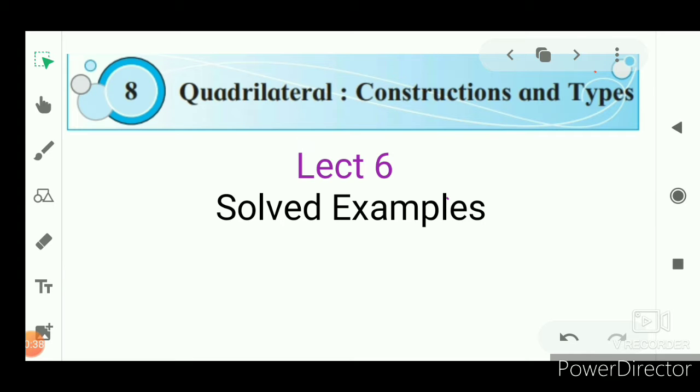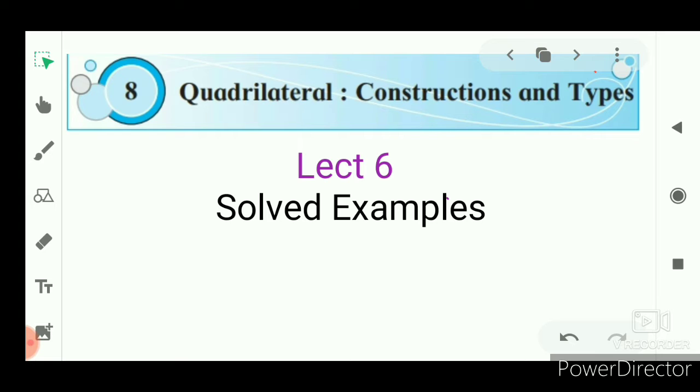In the square, we have seen in the previous video that all the sides and all the angles are equal. All the sides are of equal length and all the angles are 90 degrees. Also, the diagonals of a square bisect each other and they are perpendicular to each other.